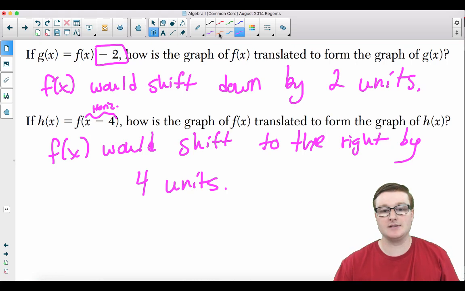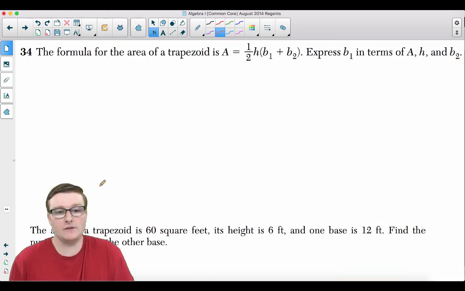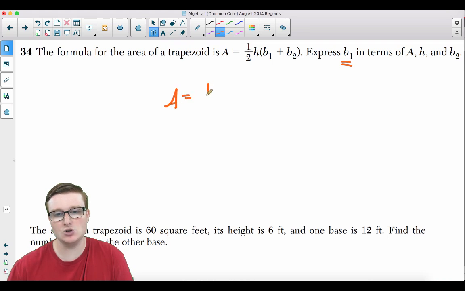All right, moving on. 34. The formula for the area of a trapezoid is A equals 1/2 h times (b1 plus b2). Express b1 in terms of a, h, and b2. So you're trying to solve for b1. A is equal to 1/2 h of (b1 plus b2). Your goal is to get all of this stuff on the left-hand side and leave b1 by itself.